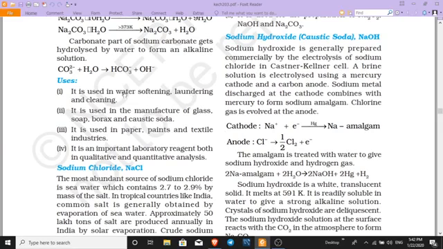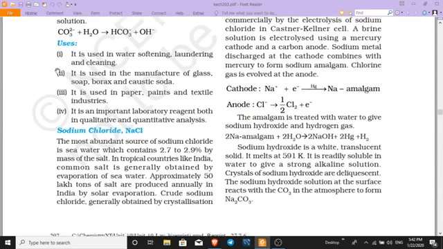Na2CO3. And in laundering and cleaning, it is used for cleaning purposes, and the detergent we use, for your information, is also this Na2CO3.10H2O. It is used in the manufacture of glass, soap, borax and caustic soda. It is used in paper, paints and textile industries. It is an important laboratory reagent both in qualitative and quantitative analysis.